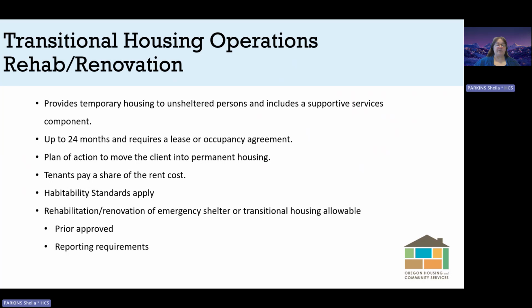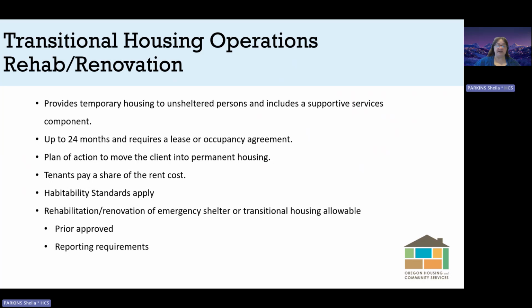Transitional housing is also a form of sheltering and provides temporary housing to unsheltered persons and includes a supportive services component. Transitional housing can be used to house people for up to 24 months and requires a lease or an occupancy agreement. Transitional housing is meant to be temporary, and there must be a clear plan of action to move the client into permanent housing eventually. Transitional housing is different in that it is designed to assist clients in becoming self-sufficient, and because of that, a rent can be charged to the resident.